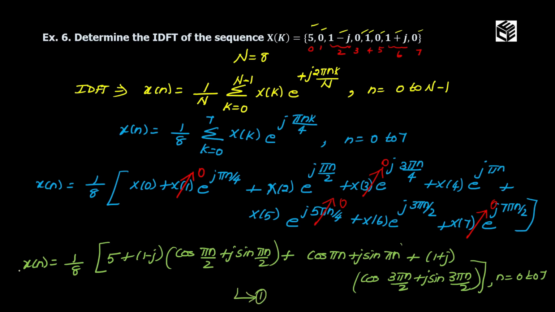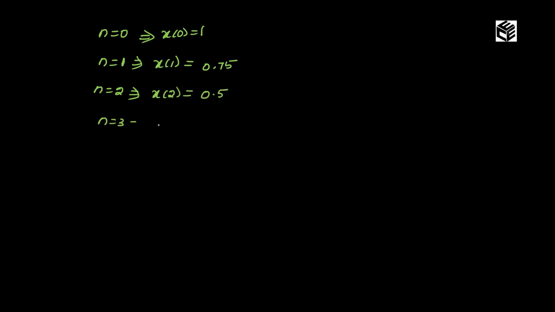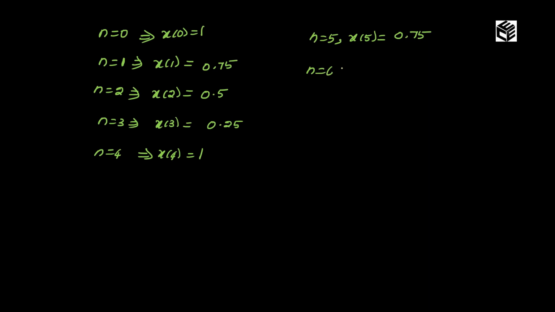We will be finding the values of x of n for various values of n. If I apply the value of n as 0, I will get the value of x of 0 as 1. If I apply the value of n as 1, I will get the value of x of 1 as 0.75. If I apply the value of n as 2, I will get the value of x of 2 as 0.5. For 3, x of 3 is equal to 0.25. For 4, x of 4 is equal to 1. For 5, x of 5 is equal to 0.75. For 6, x of 6 is equal to 0.5.